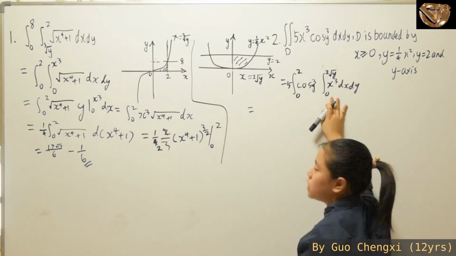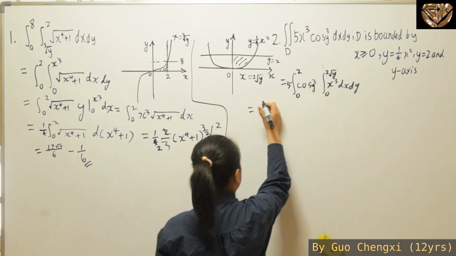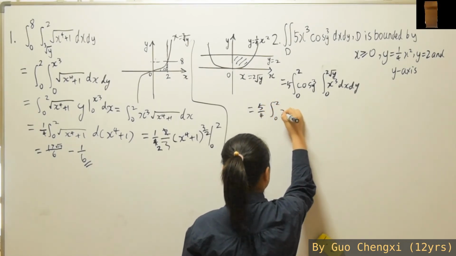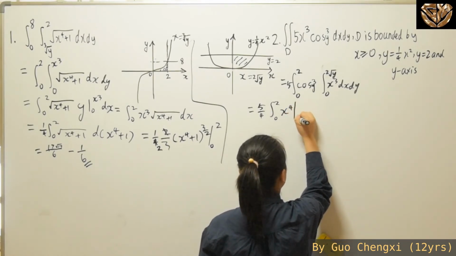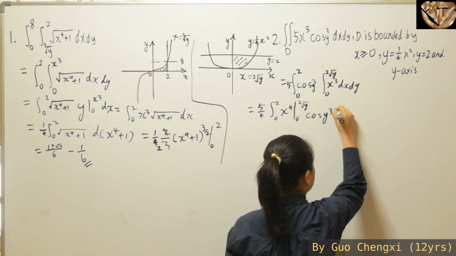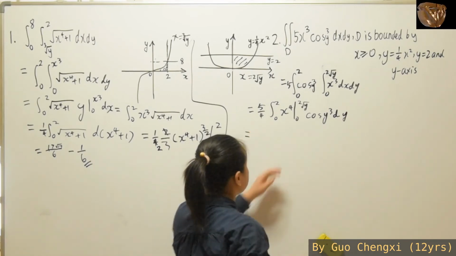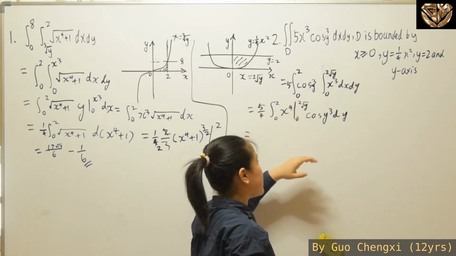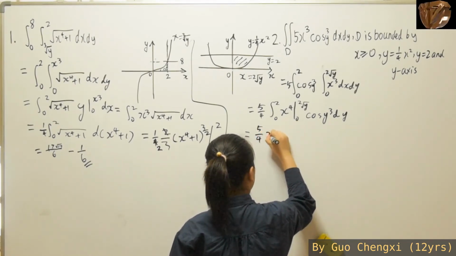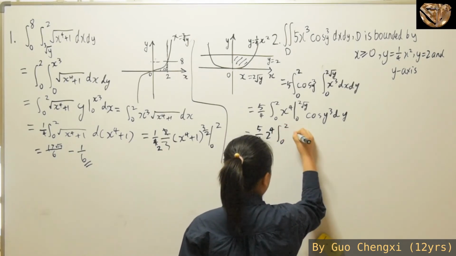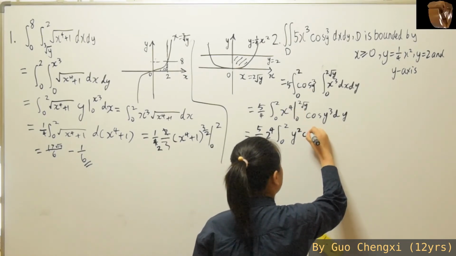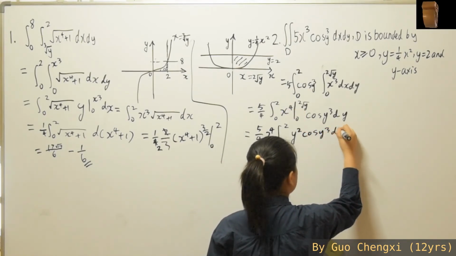And then for this part, we can straight away integrate, which will give a 1 over 4 outside, and then x to the power of 4. Then after that, we want to substitute the limits. When you substitute 0, it just becomes 0, so you can ignore it. But if you substitute 2 square root y, you're going to get 2 to the power of 4 outside, and also y squared, because square root y to the power of 4 is y squared. Then cosine y cubed dy.